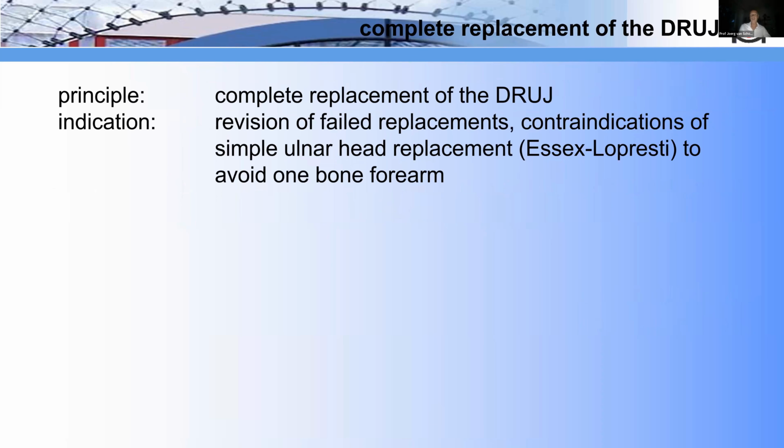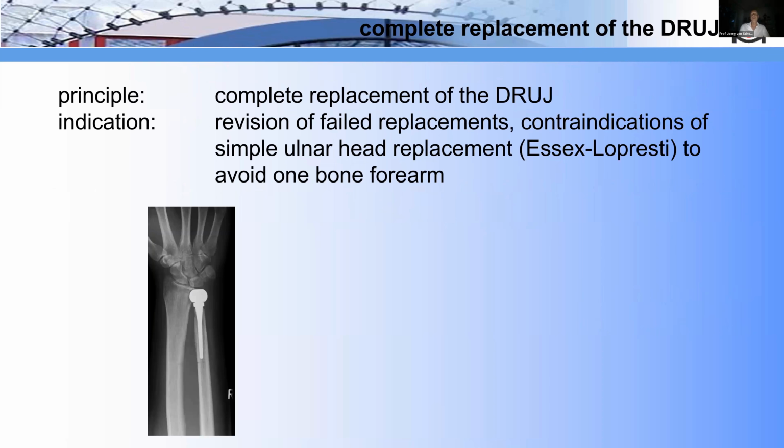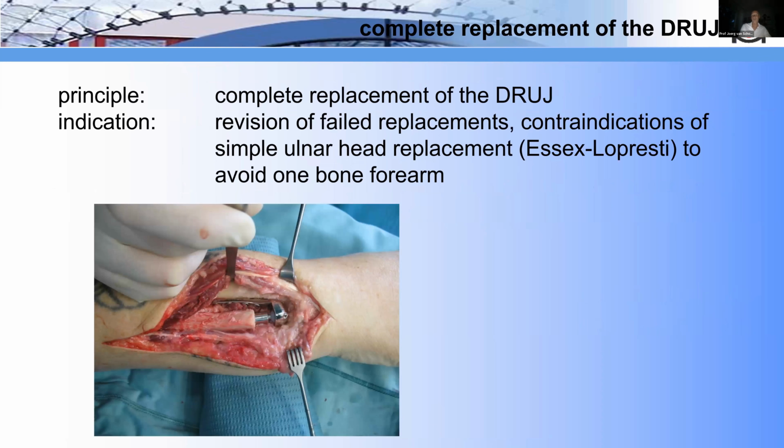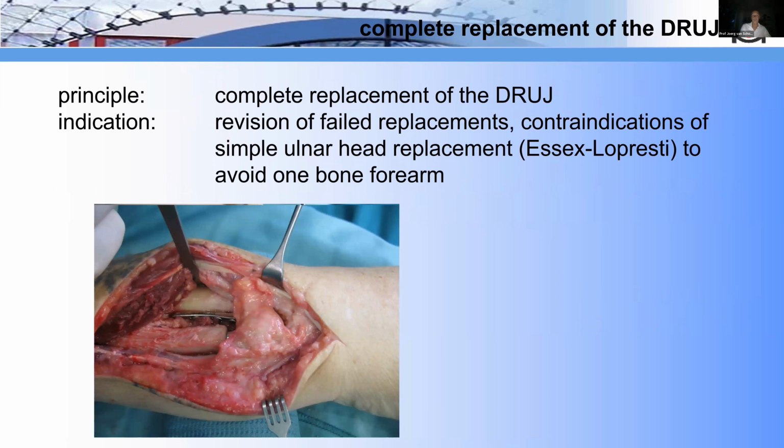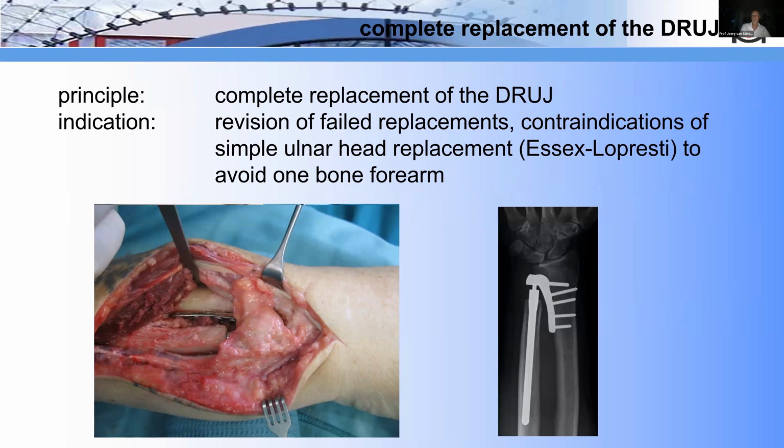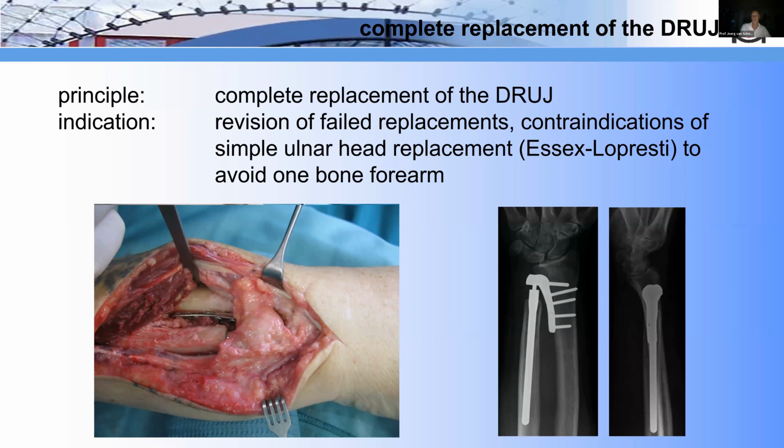And the revision option is the complete replacement of the distal radial joint. And the indication for me is revision of failed replacements, and especially the patients where we have contraindications for simple ulnar head replacement. And we do it to avoid a one-bone forearm. And that is the Scheker prosthesis, and that is complete replacement of the distal radial ulnar joint. Just one intraoperative example over here with a radiological example from our clinic.